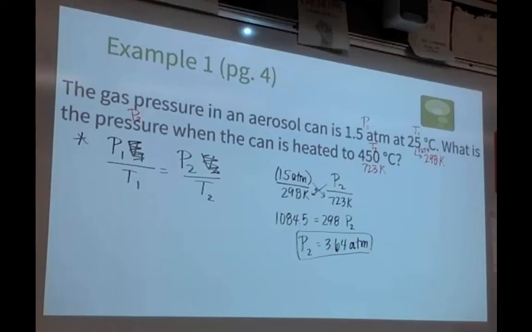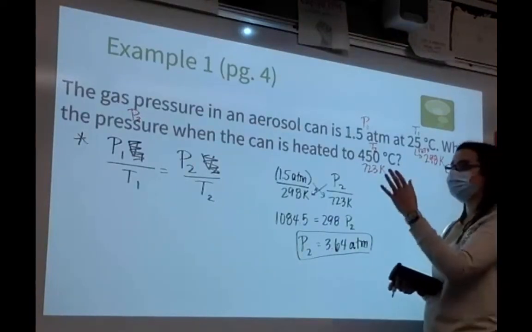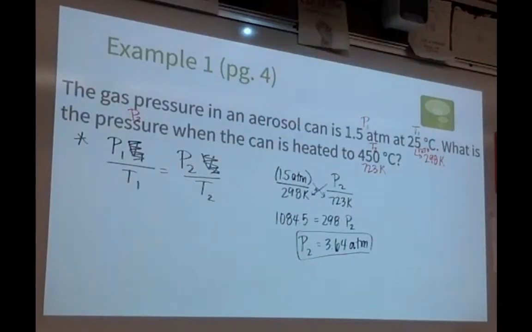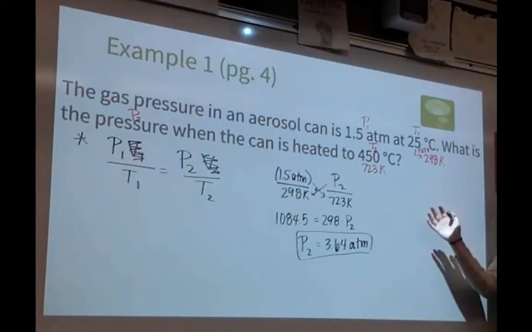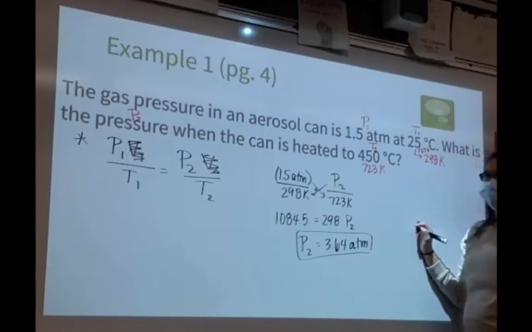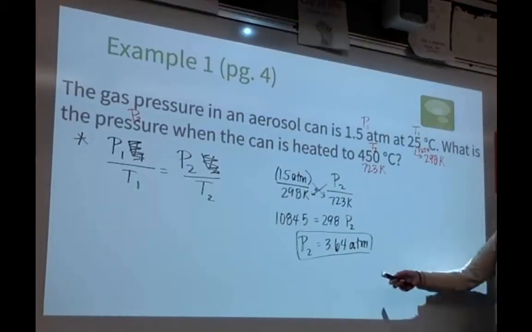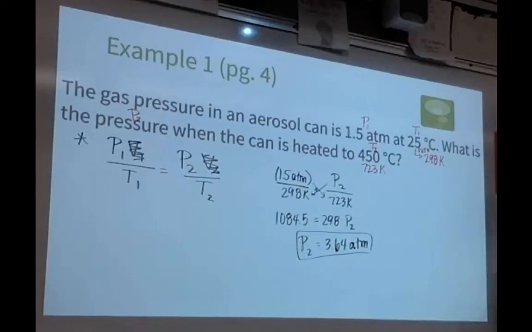You use the combined gas law every single time. Just cross out whatever's constant. If it's not mentioned, it's constant. And then we can just ask ourselves, okay, so if temperature went way up, does it make sense that our pressure went up? Yeah. Because as you increase temperature, you're increasing the motion of the particles, you're increasing the number of collisions, so it makes sense that pressure also went up.